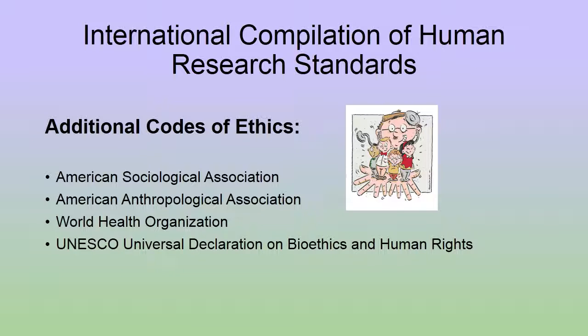The Federal Office of Human Research Protection maintains a compendium of international human research standards that researchers may consult for guidance about research in the country in question. There are additional codes of ethics in human research that may apply, depending on the discipline or study. For example, sociology and anthropology have established codes of ethics for research in their fields, and the World Health Organization and United Nations Educational, Scientific, and Cultural Organization have formulated ethical codes and guidance for biomedical research.